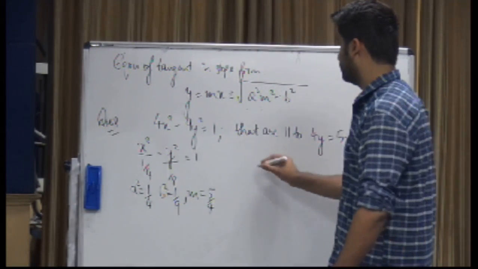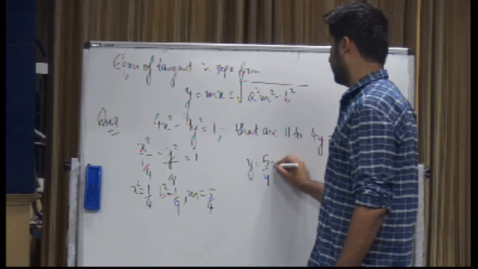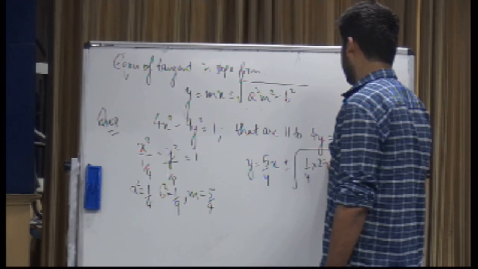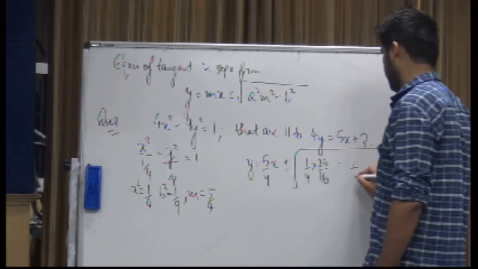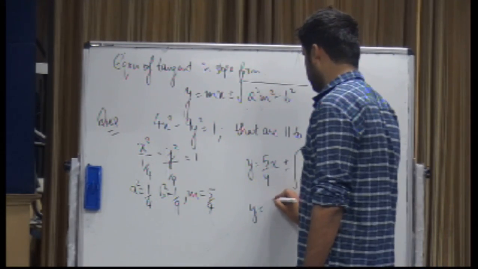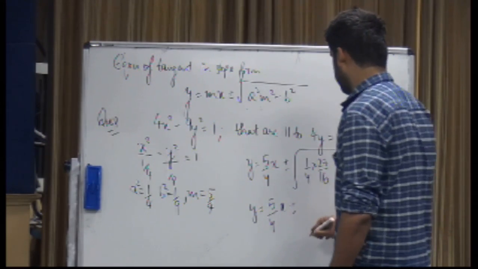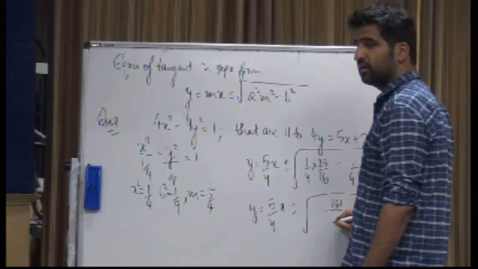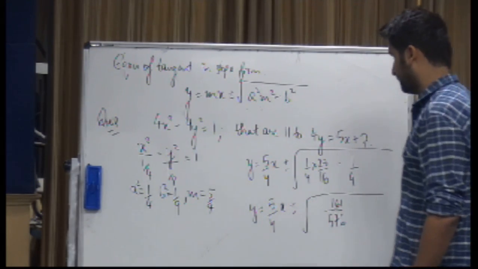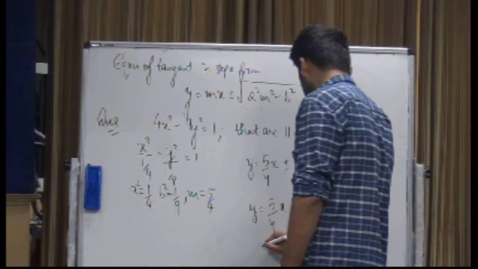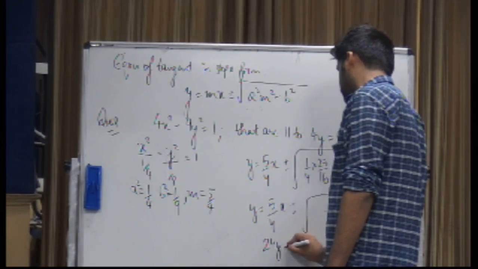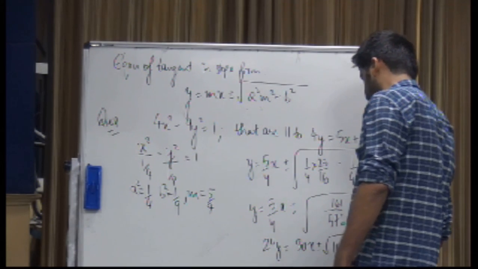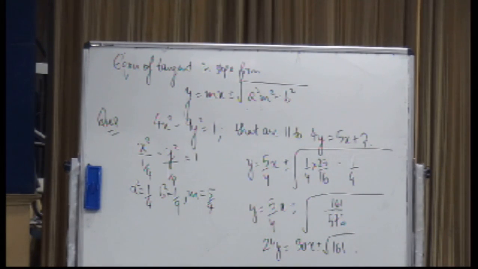You will get y is equal to 5 by 4 x plus minus square root of, into 25 by 16. So y is equal to 5 upon 4x plus minus 161 upon 576. Okay. So this will be 24. So you'll get 24y is equal to 30x plus minus root 161. So this will be the answer. Okay.